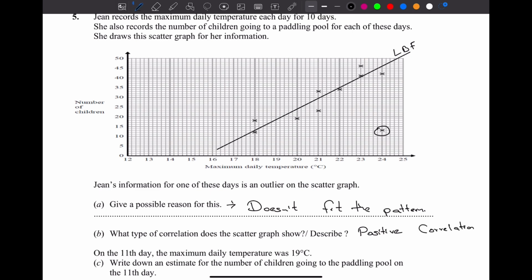Describe means just write: as maximum daily temperature increases, the number of children at the pool increases. Always start with the x-axis.